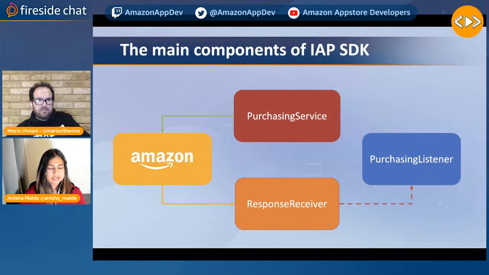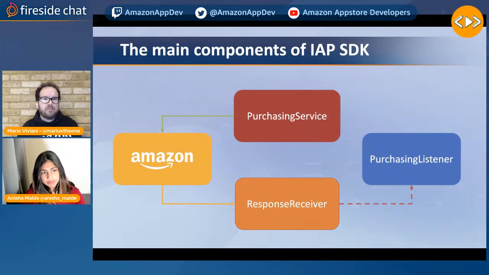Under the hood, how does this in-app purchasing SDK work? To break it down, there are 4 main components: the purchasing service, Amazon, the response receiver, and the purchasing listener. The purchasing service, response receiver, and purchasing listener will sit within your application. The purchasing service is a class within the in-app purchasing SDK that initiates requests through the Amazon App Store. It is what you as the developer would use to send requests to Amazon.